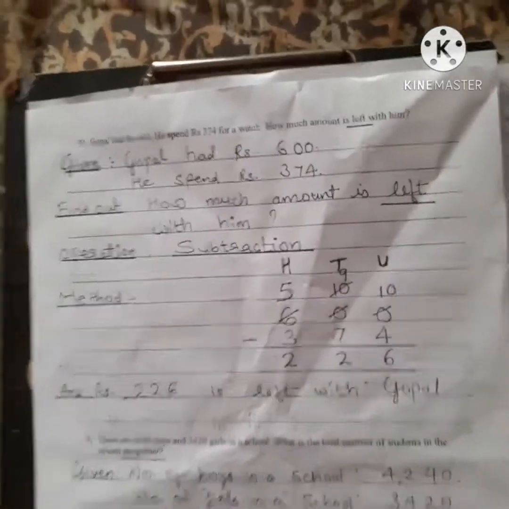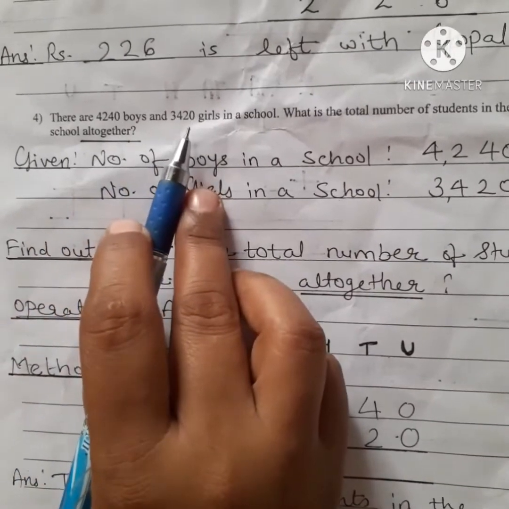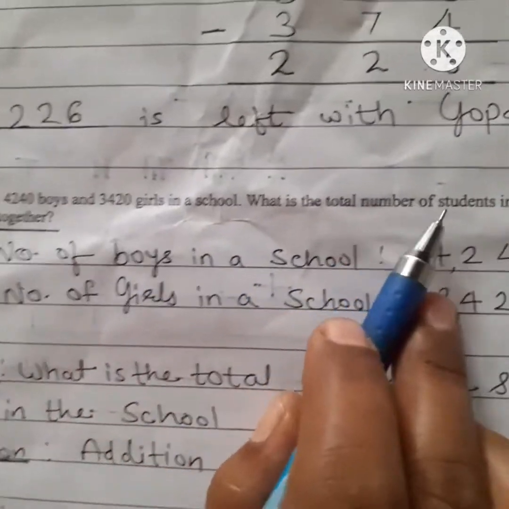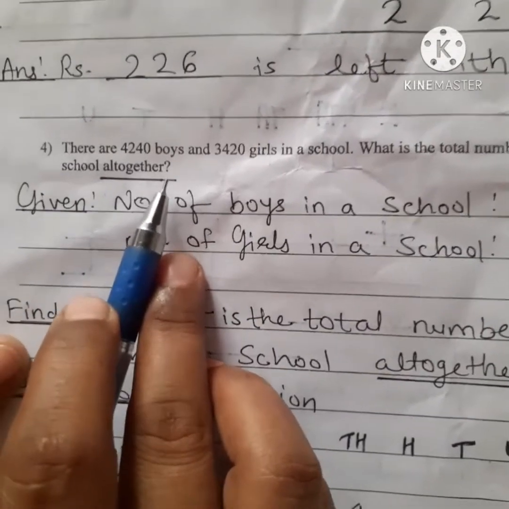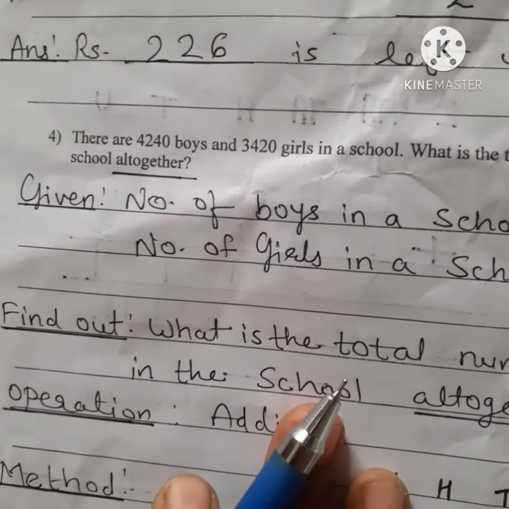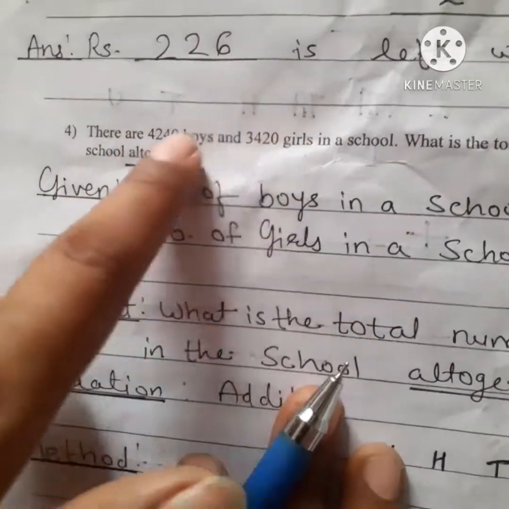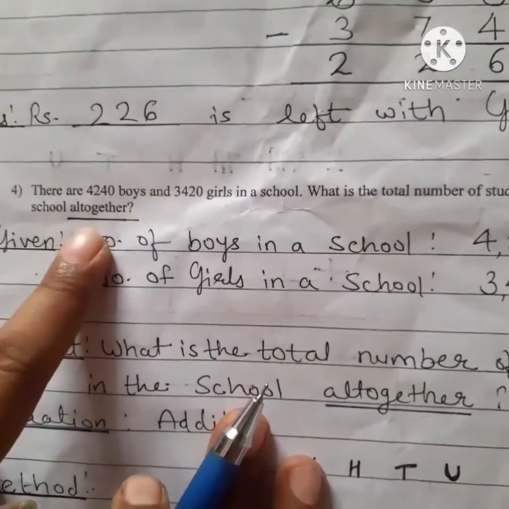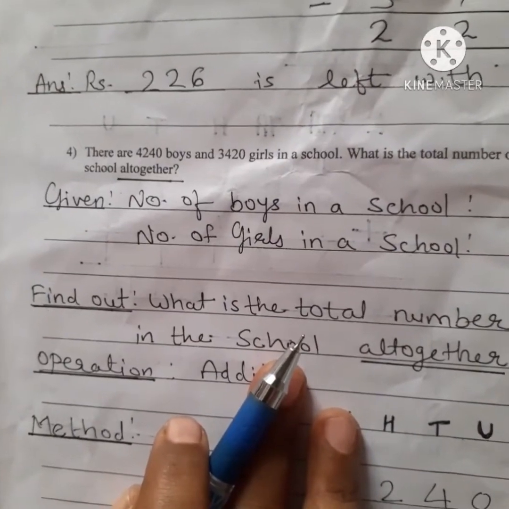Clear? Now, the fourth and last question. There are 4,240 boys and 3,420 girls in a school. What is the total number of students in the school altogether? Underline altogether. And try to understand the question. Boys and girls are there in the school and they are asking for the total number of students in the school altogether. So underline altogether, and this is a question of addition. They are asking for the total number altogether.